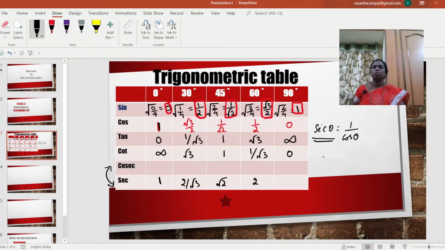And finally now 0, that is 1 by 0 if I take, we know that it is an undefined value. So simply here I am going to write it as infinity. So here our secant is also ready.